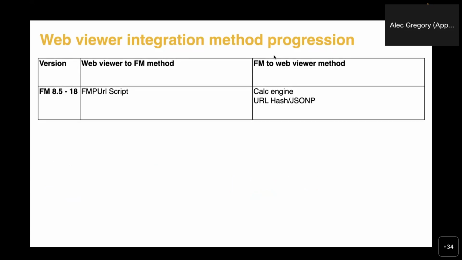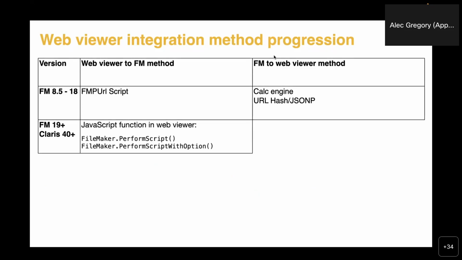Okay, so when we get to FileMaker 19 and Claris 40, the methods become more direct and you feel more like you're supported in integration activities. So if you want to communicate with FileMaker from a web viewer, you now have a very direct way. Two functions, FileMaker perform script, which was quickly superseded by FileMaker perform script with option, which is a little more flexible. And then from FileMaker to web viewer, again, you have a direct path into JavaScript from the script step perform JavaScript in web viewer.